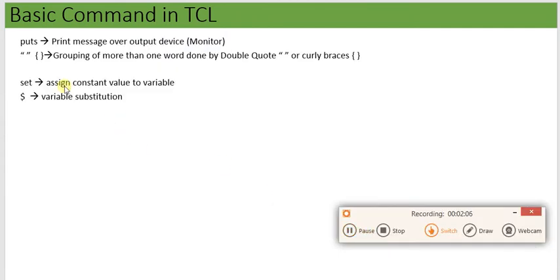Another basic command is set. Set is used to assign a constant value to a variable. Suppose I want to assign some constant integer number or character to a variable, we can use the set command. For variable substitution, any variable name preceded by the dollar sign is substituted with its value.